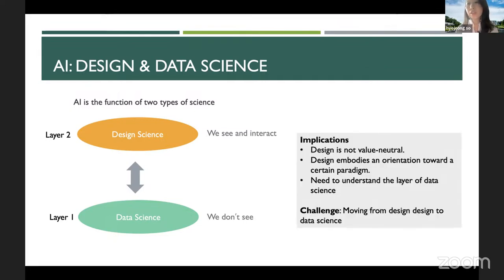The reason is design is never neutral. The way you design is really driven by the mechanism that you have for data, and also a certain orientation to a certain paradigm as well. So I tried to move from design science to data science, and it was a very challenging part.